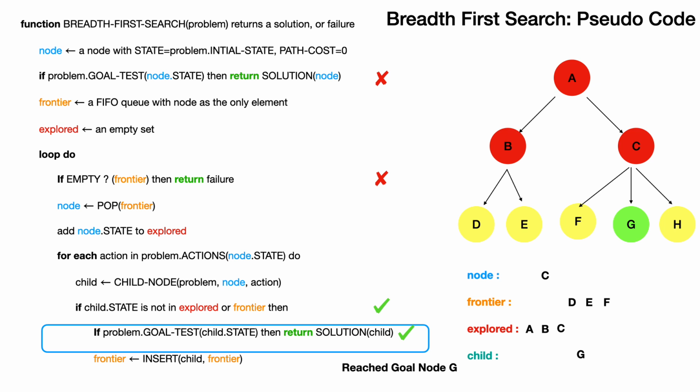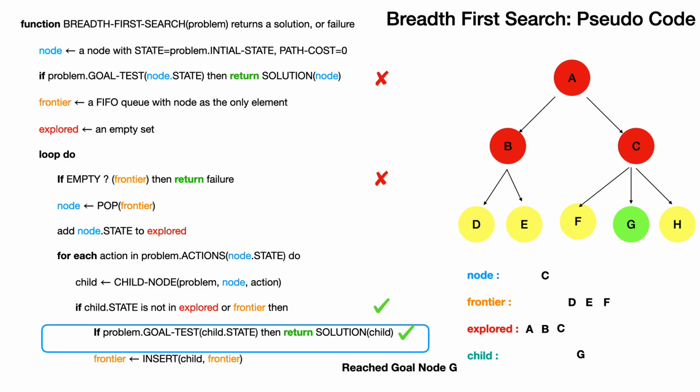The important thing to remember here is that we are immediately testing for the goal node once the child node has been generated. This is very important because in the uniform cost search algorithm, this is one of the important differences: we should not test for the goal node immediately after generating the child in uniform cost search, whereas in breadth first search we do it early. That we will see in the next algorithm.